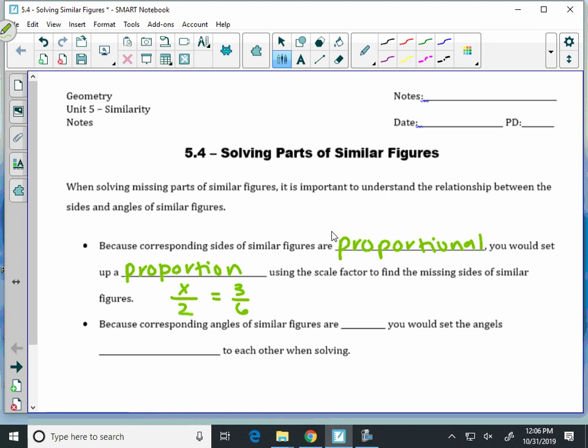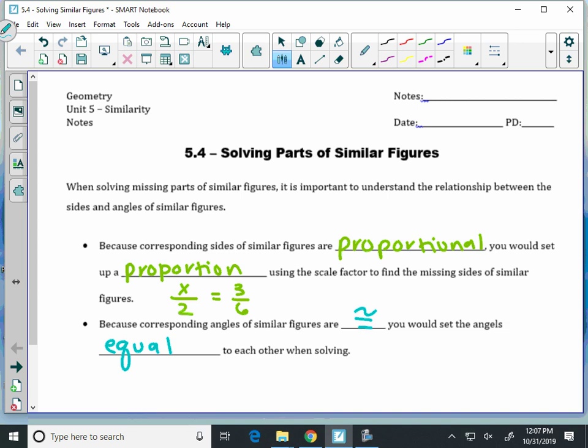Because what do we know about the corresponding angles of similar figures? Their sides are proportional, the angles are congruent, right? The corresponding angles are the same in similar figures. So when we solve, if the angles are the same, we're going to set them equal to each other.